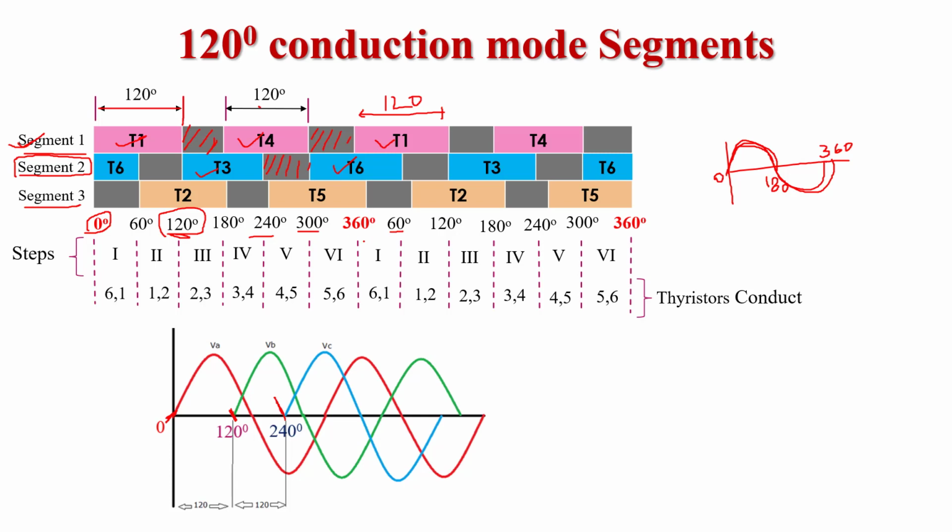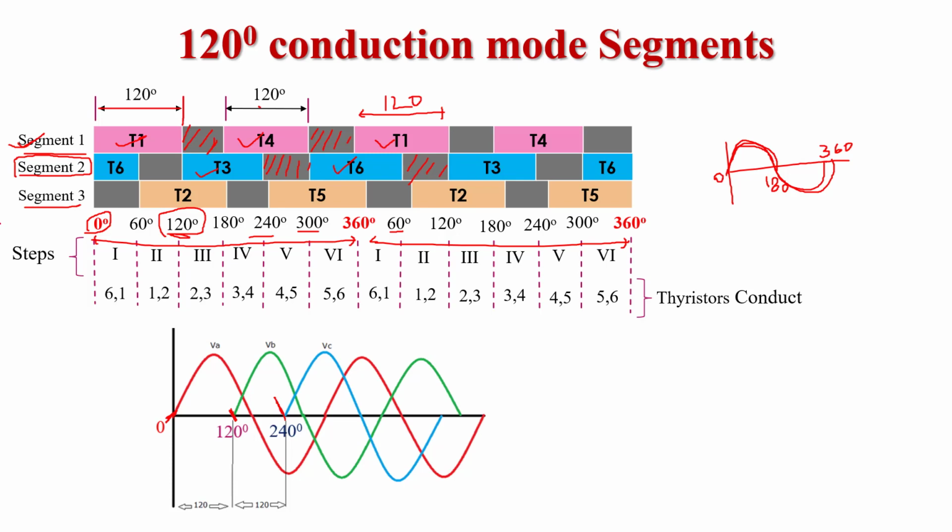This is the next cycle. This is one complete cycle, 0 to 360 degrees, and this is the next cycle. So in this cycle, T6 conducts up to 60 degrees. But after 60 degrees, from 60 degrees to 120 degrees, neither T3 nor T6 will conduct. In this way, we trigger thyristors T6 and T3.